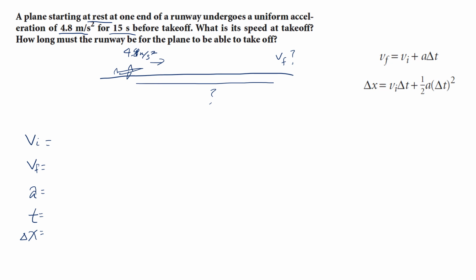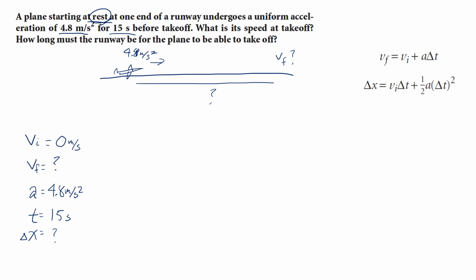So the plane is starting at rest, meaning the initial speed is 0, right? It's staying still, in meters a second. The final velocity we want to know, so let's give it a question mark. The acceleration we have is 4.8 meters a second squared. Then we know the time, it's 15 seconds. And our displacement we don't know.